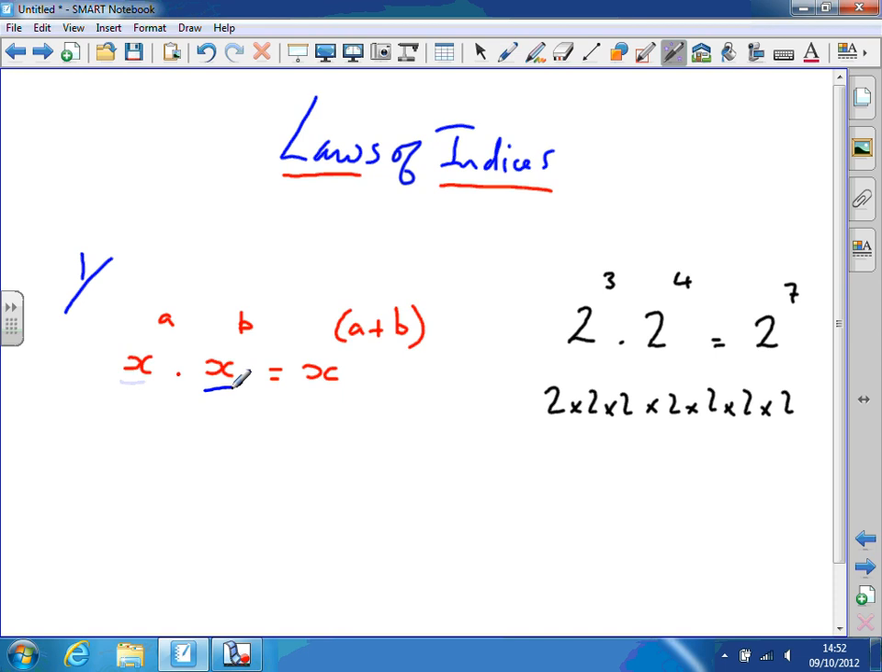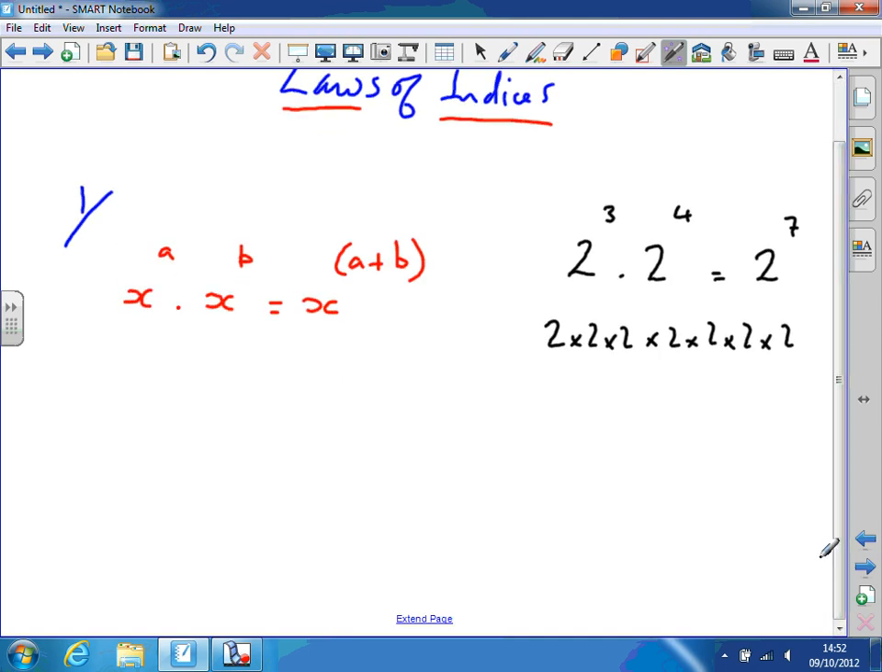First law of indices. For a similar reason, the second law of indices says x to the power a, divided by x to the power b, equals x to the power a minus b. So that's the second law of indices.